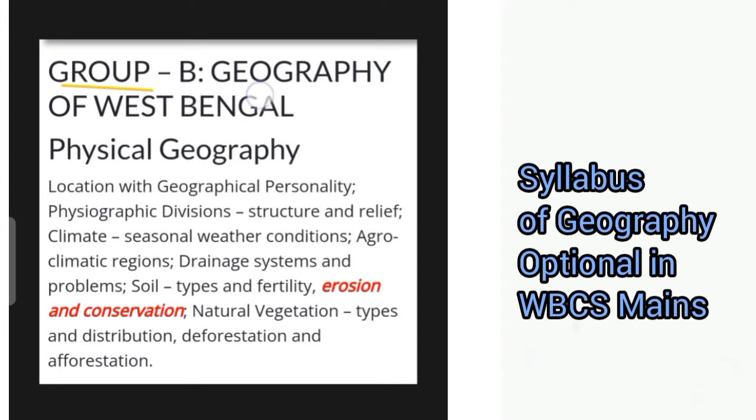Starting with Group B, that is Geography of West Bengal, Physical Geography in Paper 2, we have this location with geographical personality, physiographic divisions, their structure and relief, climate, seasonal weather conditions, agroclimatic regions, drainage systems and problems, soil, their types and fertility, erosion and conservation, natural vegetation, types and distribution, deforestation and afforestation.